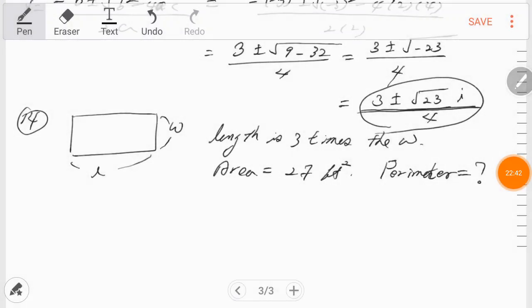Okay, number 14 is a rectangle, and the length is 3 times the width. 3 times the width means the length is 3w. And the area is given. What's the area formula? Area is equal to length times the width. And from here, we have to find the perimeter.